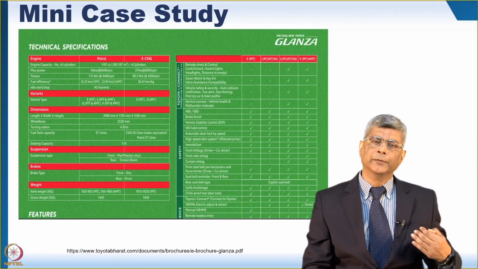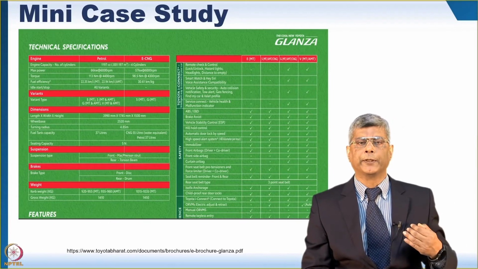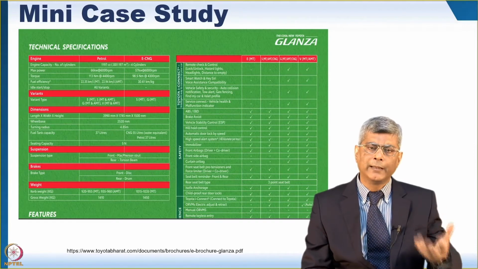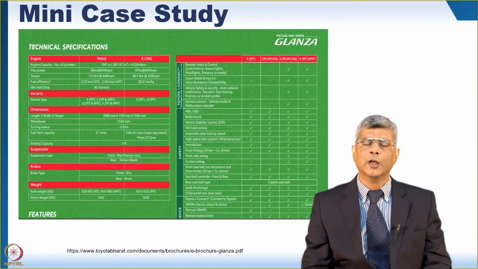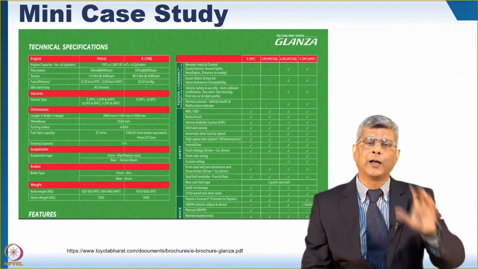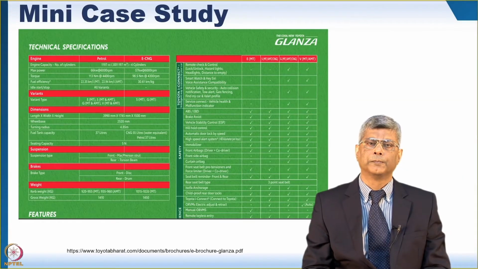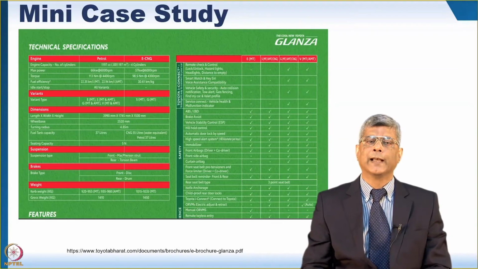But in a factory, in the Toyota factory, there may be 10,000 workers or 5,000 workers. So they will need the specification in far more details. And they will have the documents for that. So these are specifications. And then features.